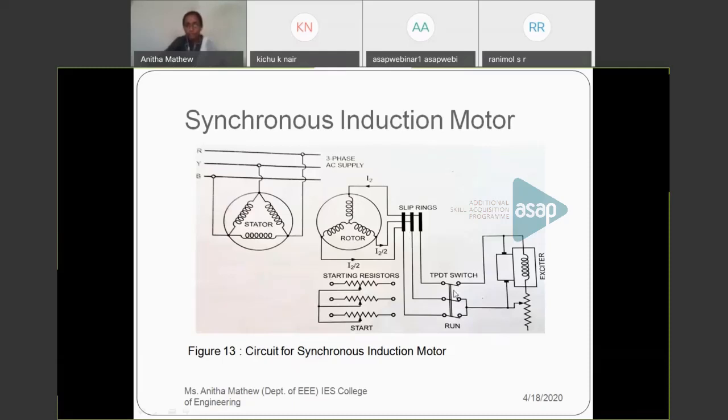we will be connecting the DC switch to this starting resistance. When the resistance is cut out fully, the motor will attain the normal running speed. When the motor attains normal running speed, the switch will be switched to the exciter. That DC exciter will excite the rotor in order to produce the rotor force, as we have already explained. This is the circuit for synchronous induction motor.